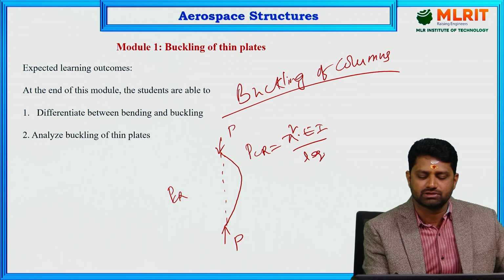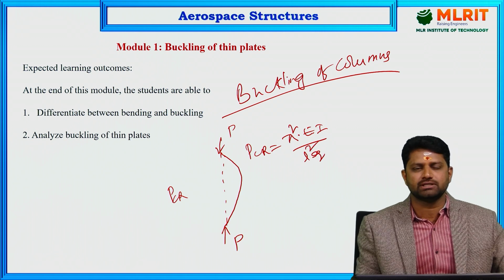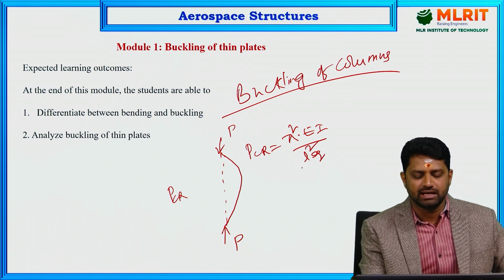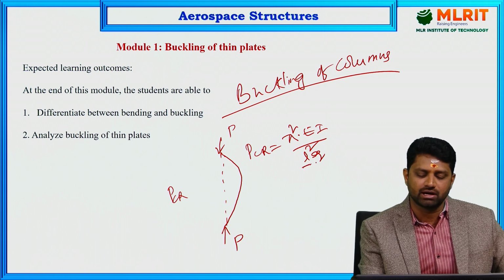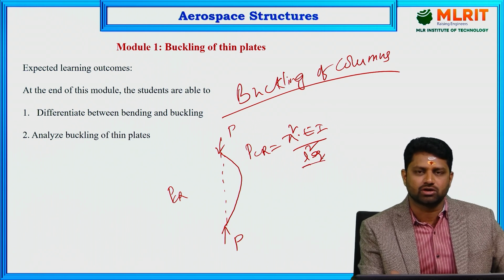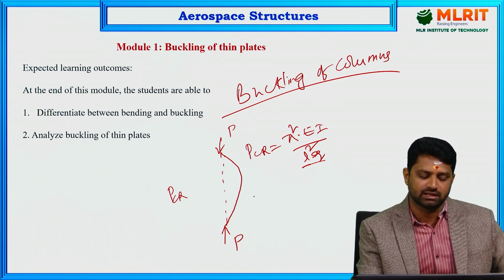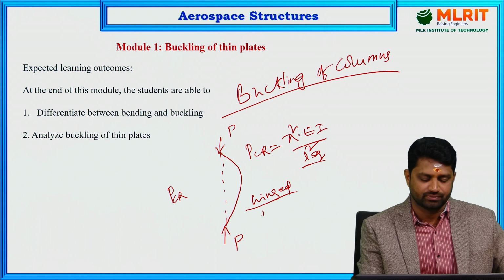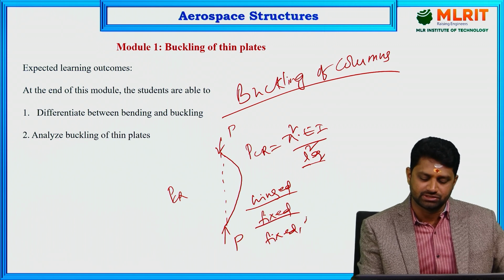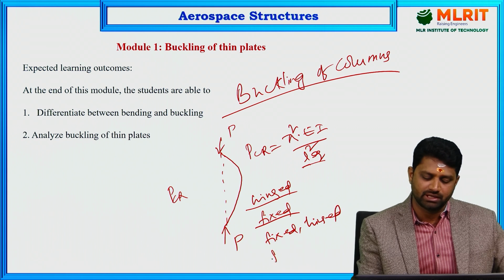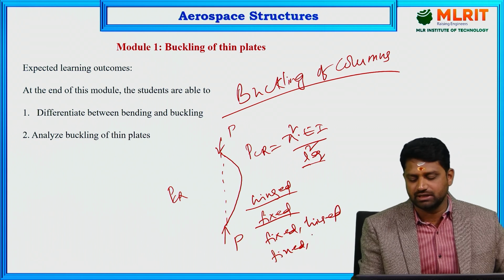And the formula for this critical load, P critical, is given by pi square EI by L equivalent square, where E is the Young's modulus, I is the moment of inertia, and L equivalent is nothing but the equivalent length of the column. So this equivalent length of the column changes according to the end conditions. For example, for this column, we consider both the ends are hinged, and the next condition may be both the ends are fixed, and the other condition may be one end is fixed, other end is hinged, and the other condition will be one end is fixed and other end is free.